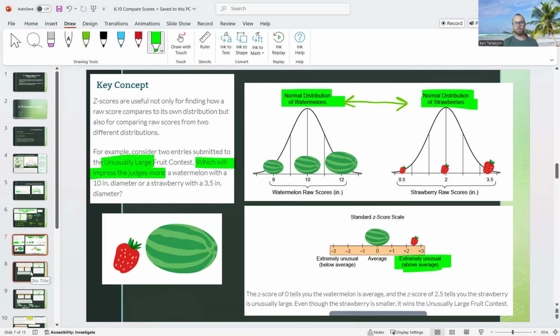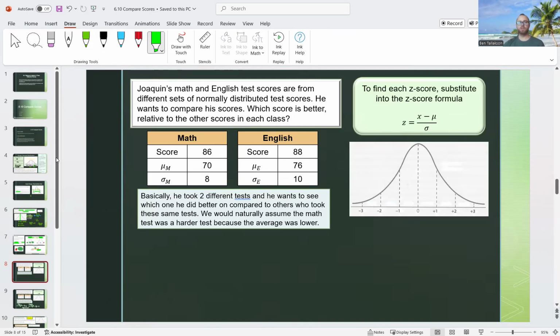Okay, let's do some more comparing, this time in tables, looking at Joaquin's scores on his math and English tests. We're told these are from normally distributed test scores, so using the same formulas we've been using. And he wants to compare to ultimately find out which score is better relative to others. And we know that is a z-score, right? So he took a math test and English test and wants to see which one he did better on compared to others who took the same tests.